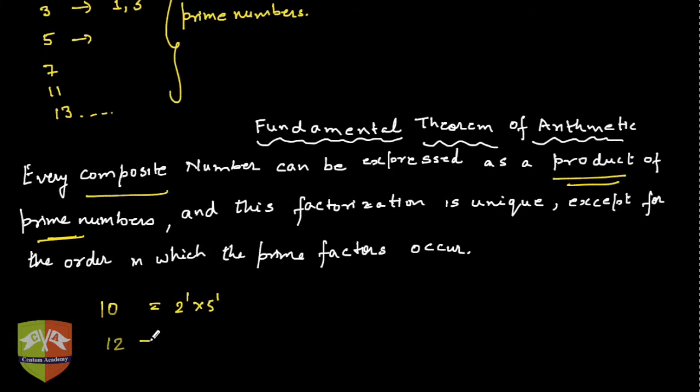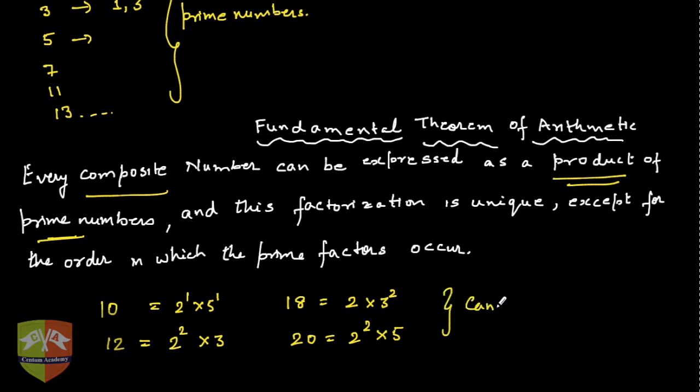Let us take 12. So 12 is 2 into 2 into 3, so 2 to the power 2 into 3. So 12 is 2 square, 4, into 3, 12. Let us take another example, 18. So 18 is 2 into 3 square. 20 is equal to 2 square into 5. So basically what we are seeing is that every composite number can be expressed as powers of prime factors, and this particular representation is also called the canonical form of representation of any composite number.